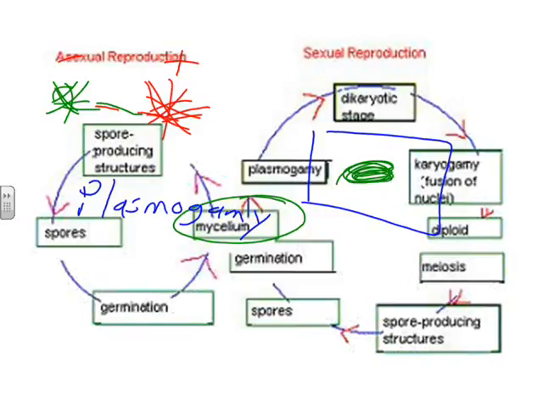So now, what kind of nucleus is this? Haploid plus haploid gives you diploid. This is a diploid nucleus. That diploid nucleus is then going to undergo meiosis. What do we know about meiosis and what it does to a nucleus? It takes diploid and makes haploid.